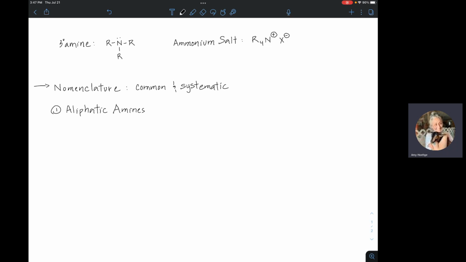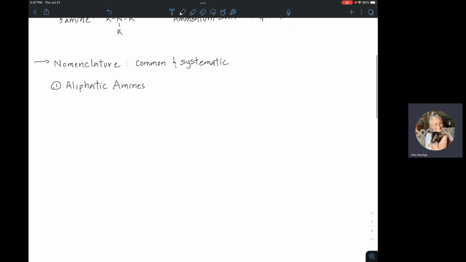So in aliphatic amines, we have a nitrogen bonded to alkyl groups, right? In the other category, we'll talk about aromatic amines, and that is going to be a nitrogen that is bonded to an aromatic group. And in these two categories, we can also stuff in heterocyclic amines, meaning you have a ring, and in the ring, one of the positions is taken up by a nitrogen. So let's just start with common nomenclature.